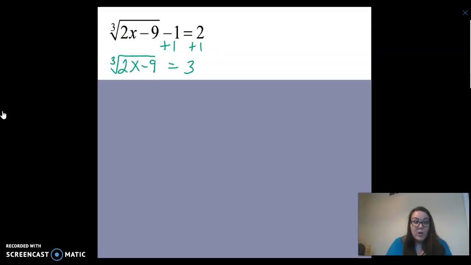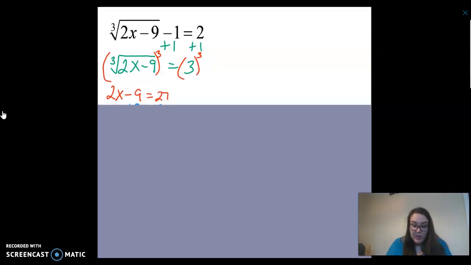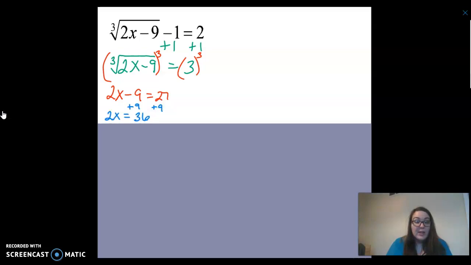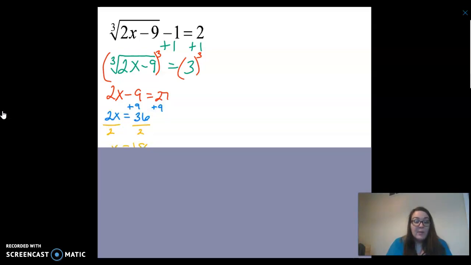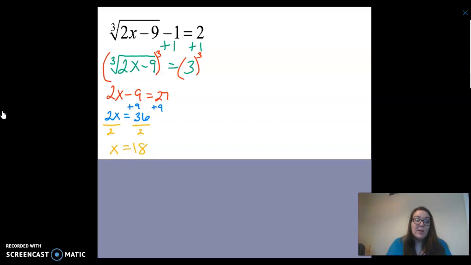Okay, when you add the 1, here's what you should have had. Okay, now, you do want to get rid of that cube root symbol. The only way to get rid of that cube root symbol is to cube both sides. Okay, after you cube both sides, you end up with this right here. Okay, now you're just solving a basic equation. I want to add the 9 over, and then divide by the 2, and we end up with 18.